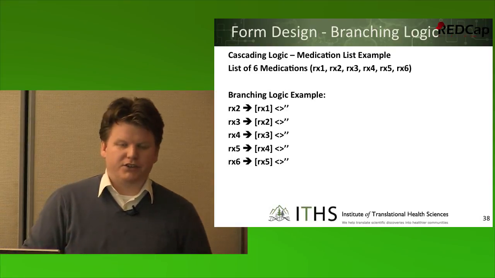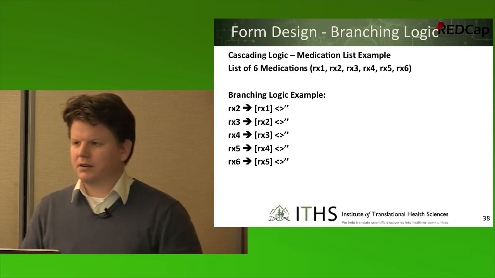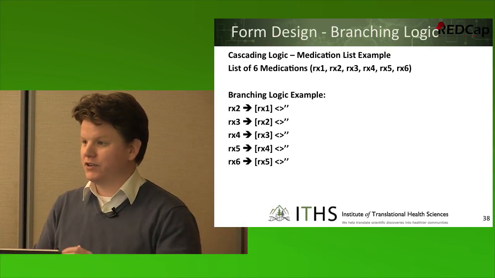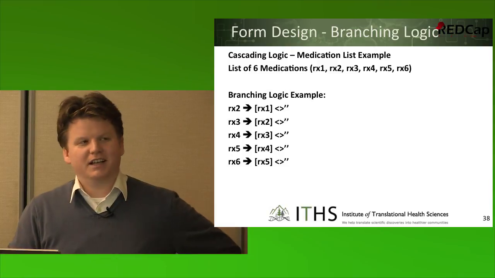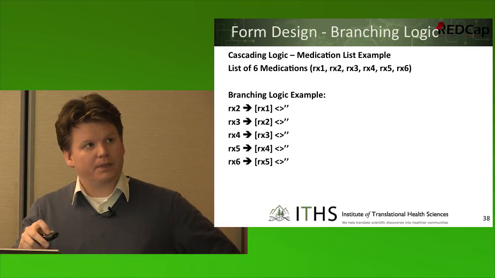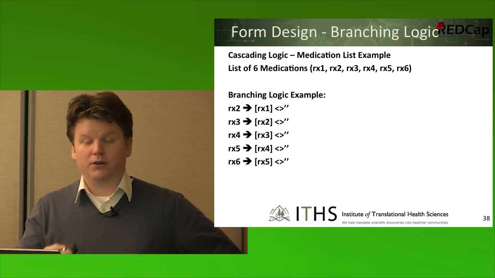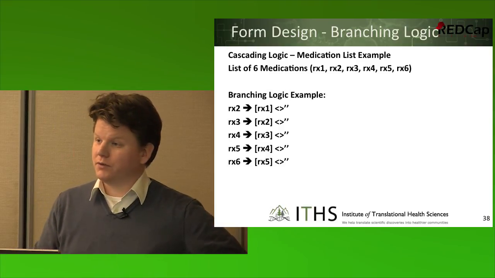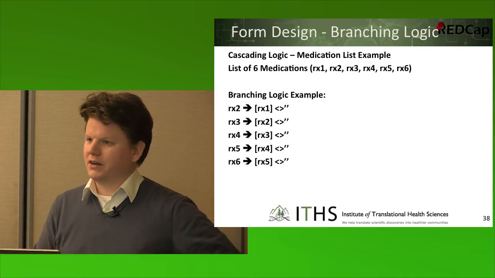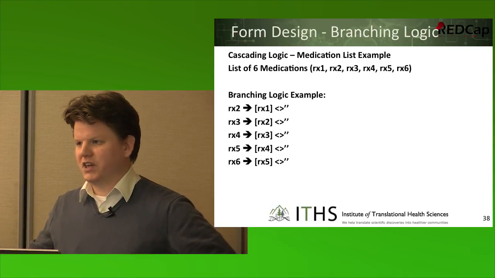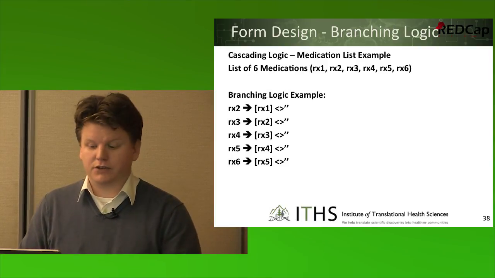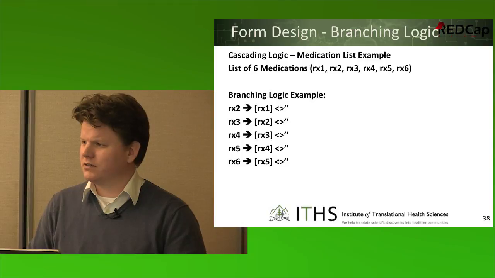With 6 medications, you could probably get away not doing that, but I've seen projects where you have 20 medications or 25, which is a really long list on your screen. So this cascades because medication 3 will only display when medication 2 has been filled out, but medication 2 will only appear to be filled out when medication 1 is filled out. So that way you get a skip, and that's why I call it cascading logic. So really handy trick. Does that make sense?